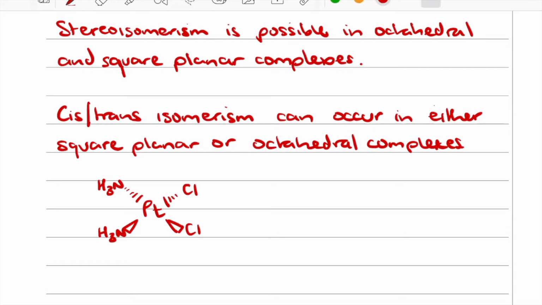This is our cis structure. So cis means on the side of. So we've got the ammonias on the same side as each other. We've got the chlorides on the same side as each other.